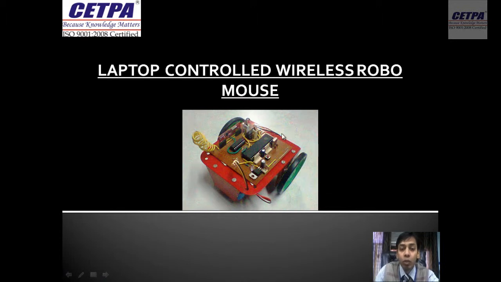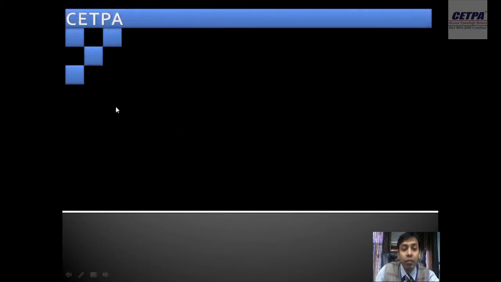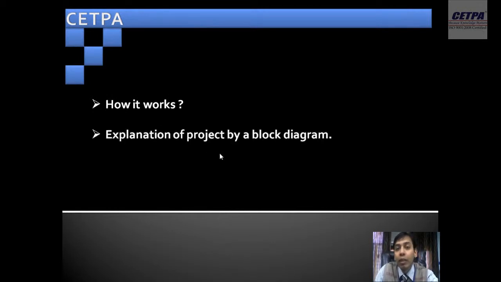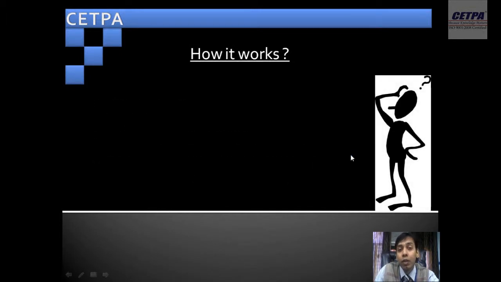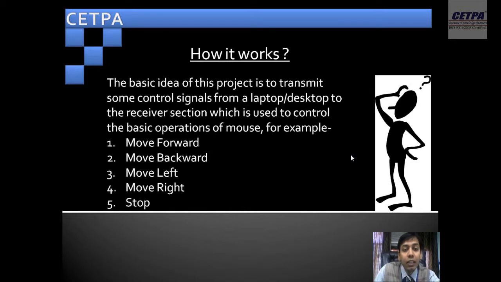This is my robo mouse, a small robo mouse. We will discuss how it works, an explanation of the project by a block diagram, and the different electronic modules of this mouse. First of all, how it works. The basic idea of this project is to transmit control signals from a laptop or desktop to the receiver section, which is used to control the basic operations of the robot, for example move forward, move backward, move left, right, or stop.